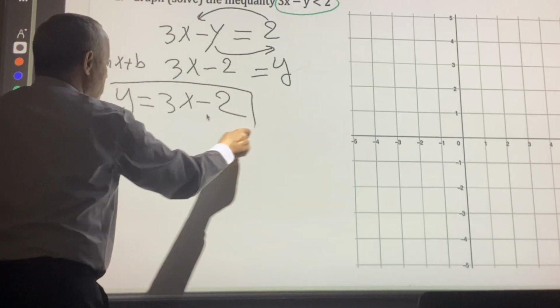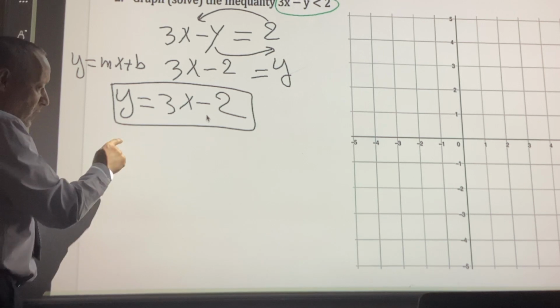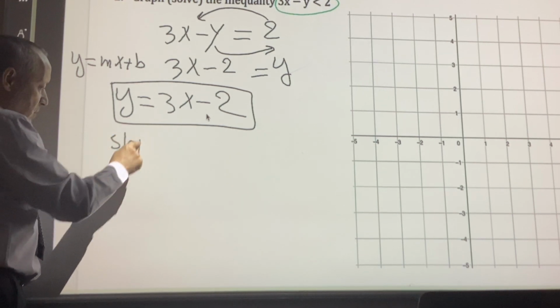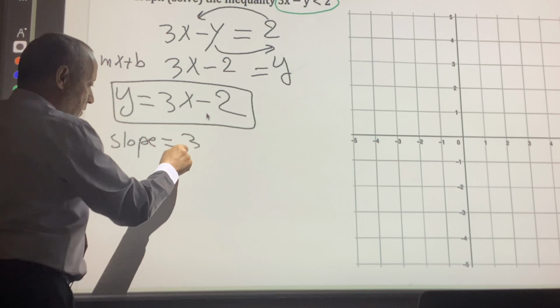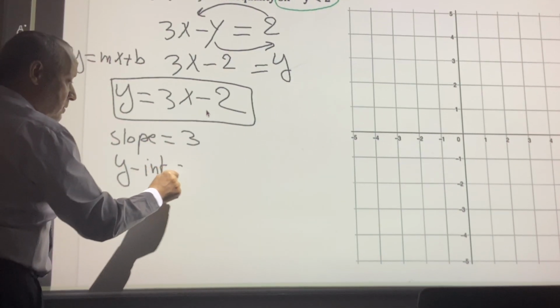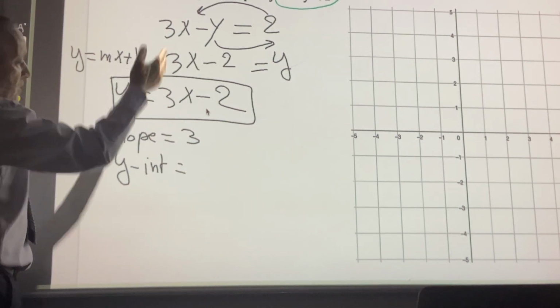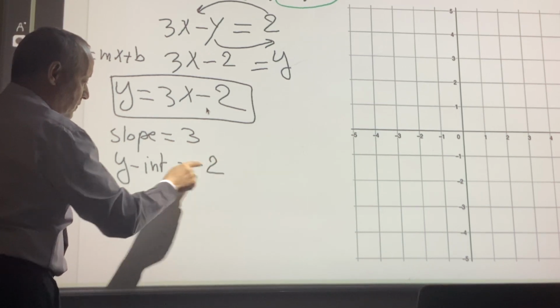And we draw this line using the slope and the intercept. The slope is what? 3. Good. And the y-intercept is what? Negative 2. Look, negative 2.